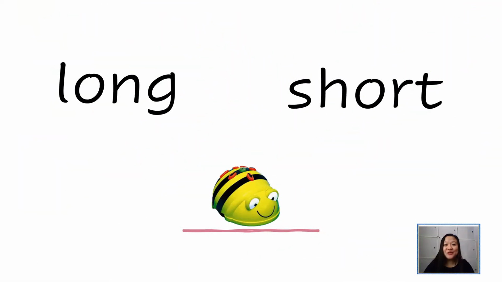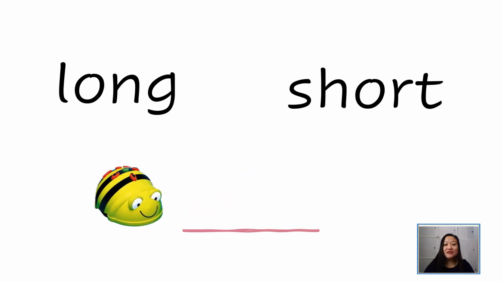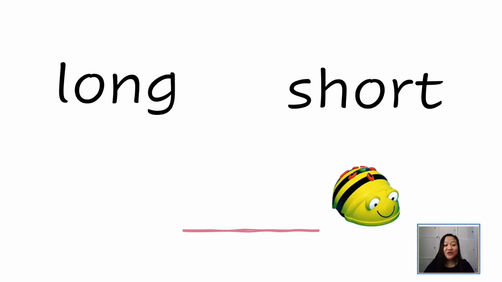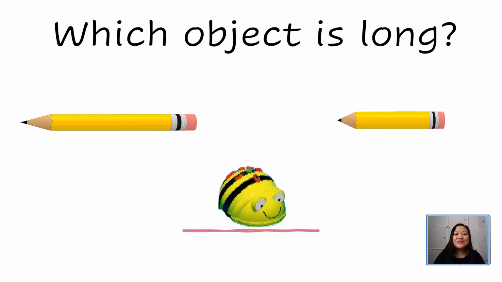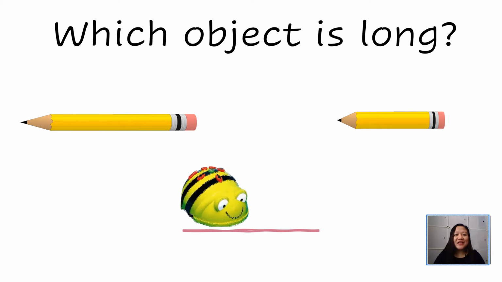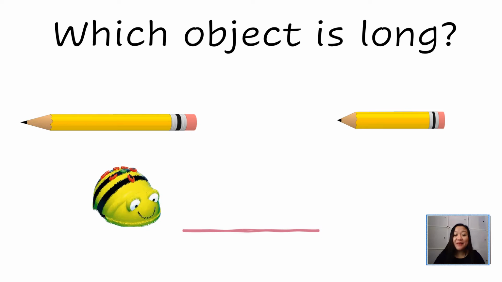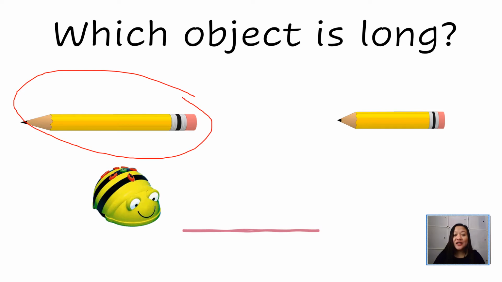Bebot wants you to choose the correct object. We have to choose which one is long or which one is short. Are you ready? Let's begin. Pencils, children. Which one is long? You're right. The pencil on the left is longer than the pencil on the right. Good job.